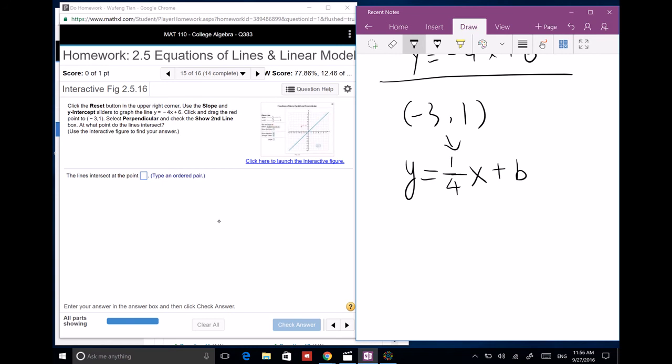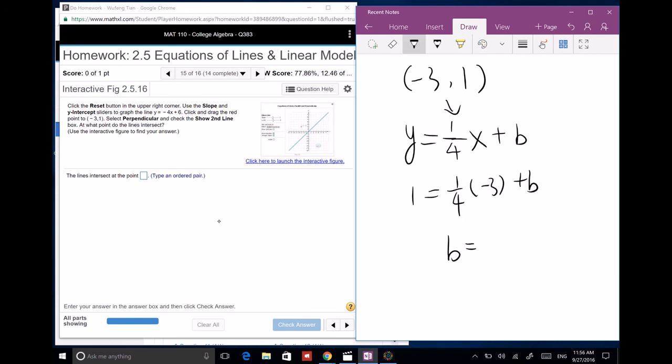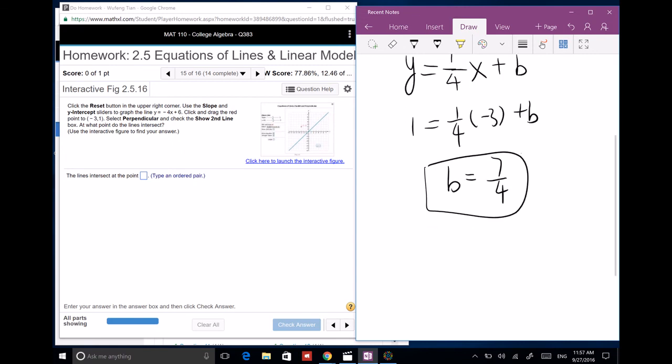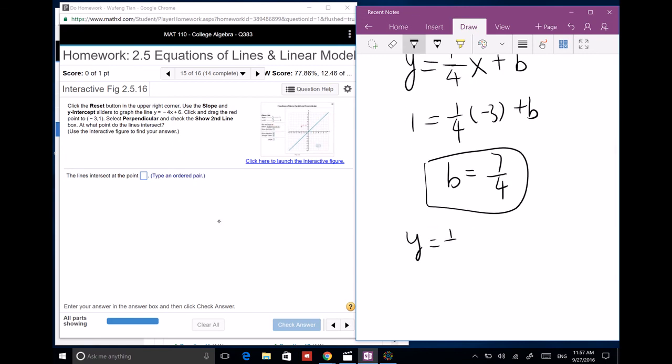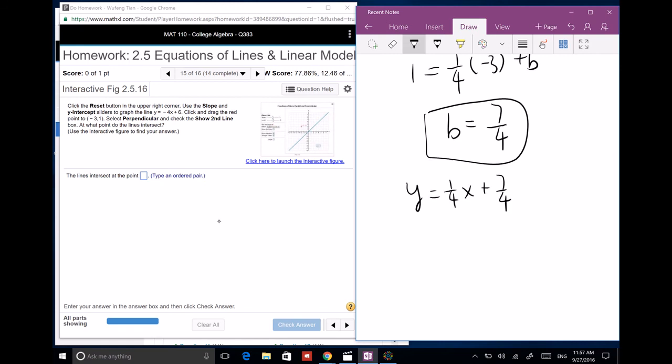Then you have 1 equals 1/4 times -3 plus b. Then you get b equals 7/4. Solve that. Okay, so your equation is y equals 1/4 x plus 7/4. Multiply everything by 4. You get 4y equals x plus 7.